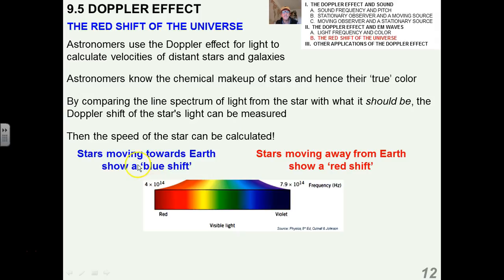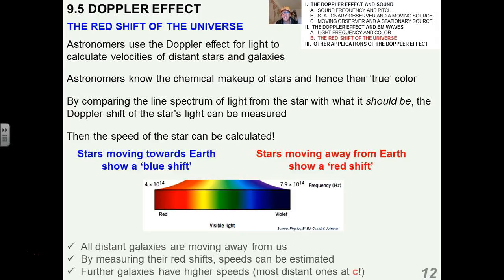So stars moving towards the Earth show a blue shift. Stars moving away from the Earth show a red shift. So again, the blue shift means the frequency goes up. The red shift means the frequency goes down, okay?